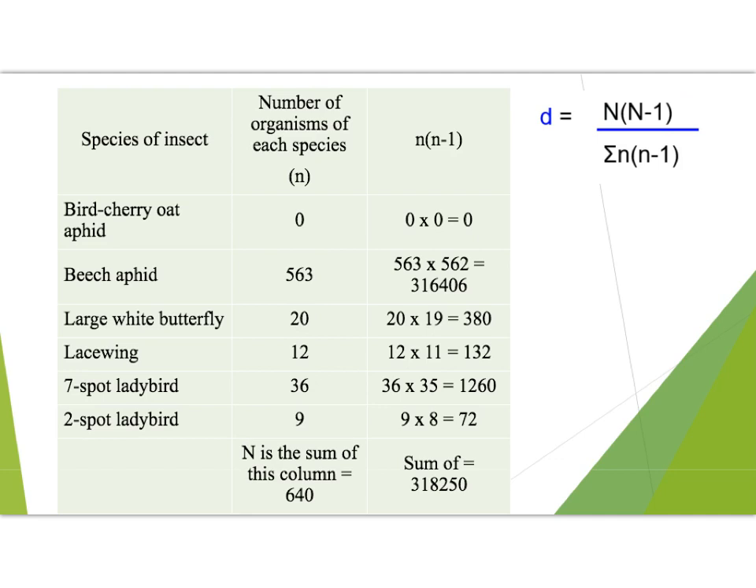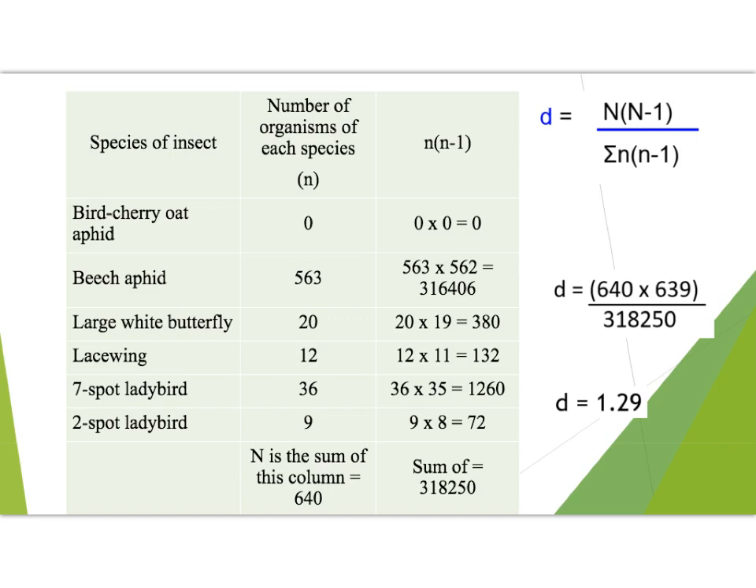And very straightforward to get big N, which is the total population of all species, you add up this column. So you add up all the little n's together, in which case it's 640. So put those bits together in the equation. Big N times big N minus 1, so that's 640 times 639, divided by what we put in this column here, 318,250, and D, the index of diversity, comes out to be 1.29.